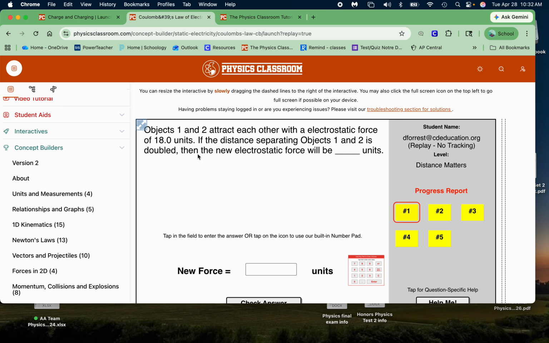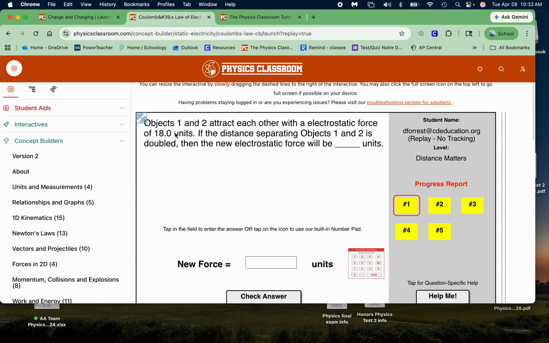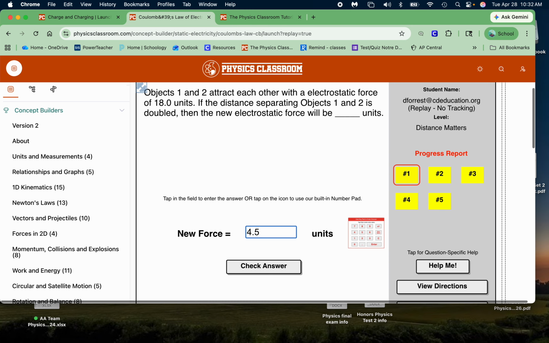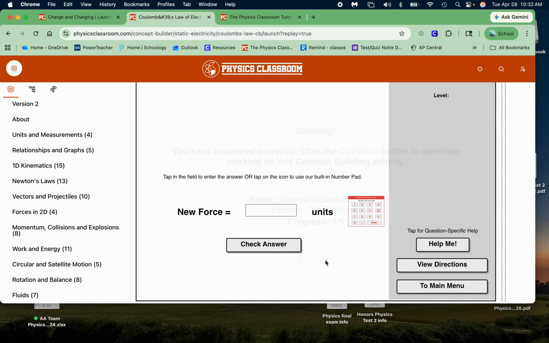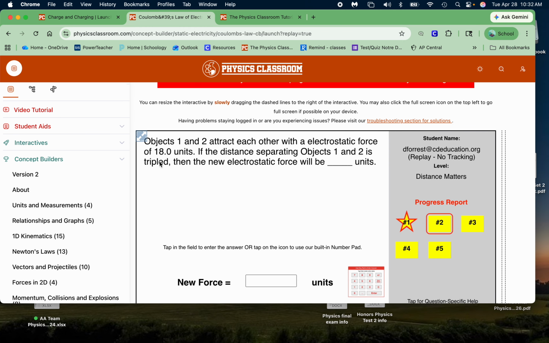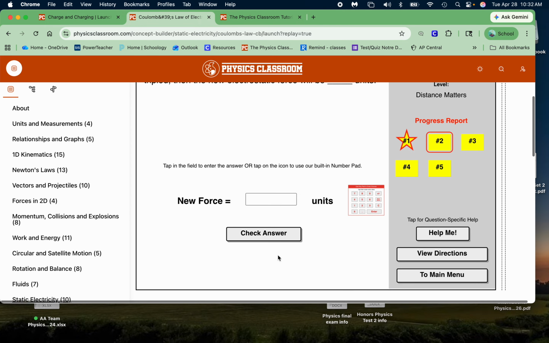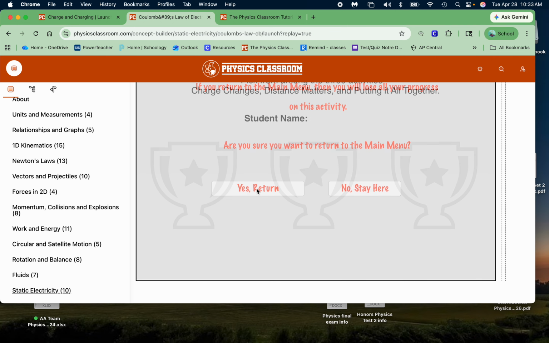Objects 1 and 2 attract each other with electrostatic force of 18 units. If the distance separating them is doubled, the new electrostatic force would be what? Well, it's over the distance squared, so it's 1 over twice the distance squared, so that's 1/4 the force. So 1/4 of 18 should be 4.5 units. Again, for this one, if it's tripled, that would be 1 over 3 squared, so 1/9 the force, so I think that would be 2 units. But I'm going to go back to the main menu.